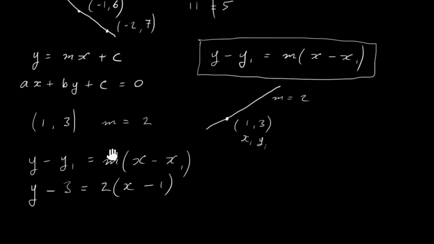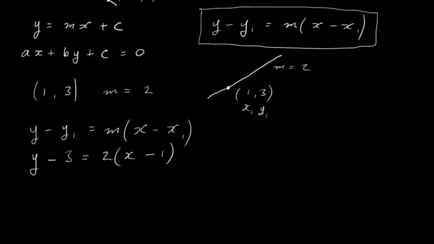But usually you'd be expected to just simplify that and put it in one of these two formats here. You don't have to, but normally they are put in one of these two formats. So I'm going to put it into this format here. So let's do that then. So we've got y minus 3 is equal to 2 times x, 2x, 2 times minus 1, minus 2.